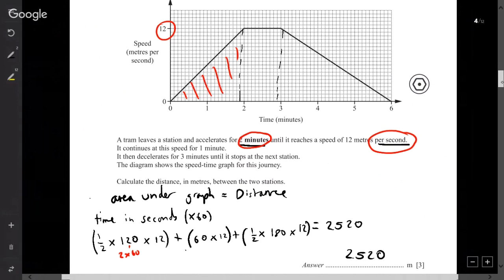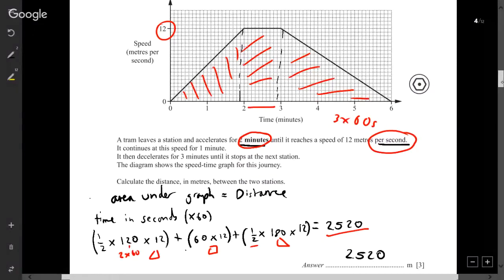60 times 12, well, this is 1 minute, so that's 60 seconds, and we're timesing by 12, and that's just this rectangle here. And finally, same again as the beginning triangle. Third and final triangle area we're going to find is a half times 180, because it's 3 minutes, so 3 times 60 seconds, times 12, again, meters per second is the speed. Add that all together, so we're adding the triangle, the rectangle, and the other triangle, adding all of that area up, and that gives us this number here, and that is the number of meters between the two stations.